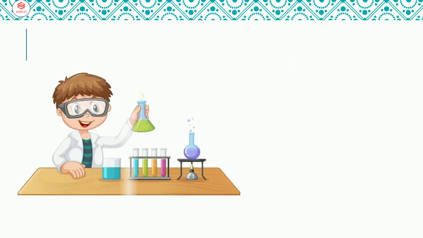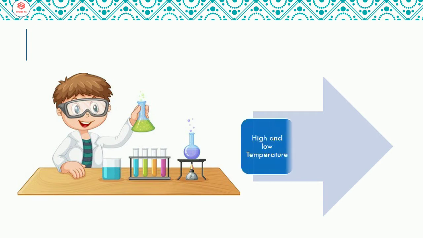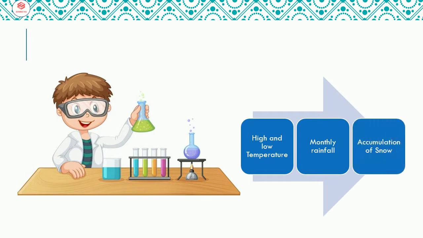Now, let's see who is a meteorologist. Scientists who study weather elements for weather forecasting are called meteorologists. Meteorologists often use data such as high and low temperatures, monthly rainfall, and accumulation of snow of around 30-year intervals to define a region's climate.